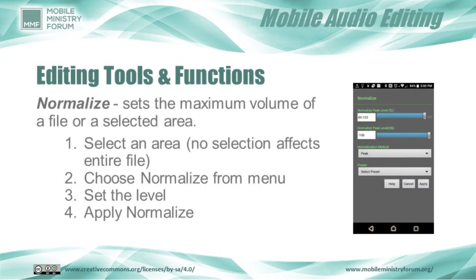Normalize. This is used to set the maximum amplitude or volume within a certain file. To normalize a file, firstly select an area or an entire file. Select Normalize from the menu. Choose what amplitude level you want the loudest peak sound of that section to be. Between -1 dB and -3 dB is a good maximum setting. The app will then increase or decrease the entire selected area by the amount necessary to have the loudest peak sound at the chosen level.